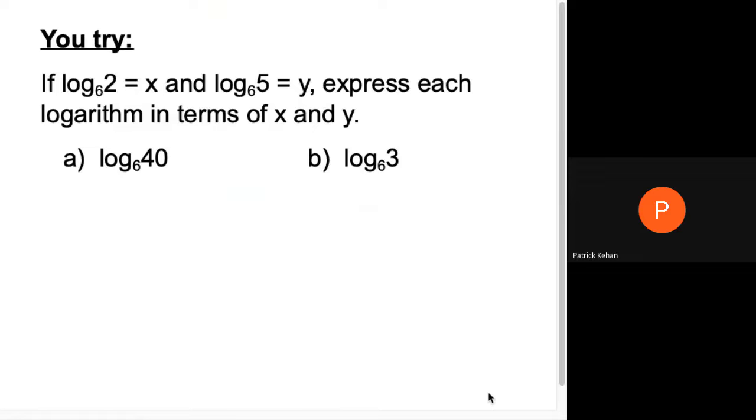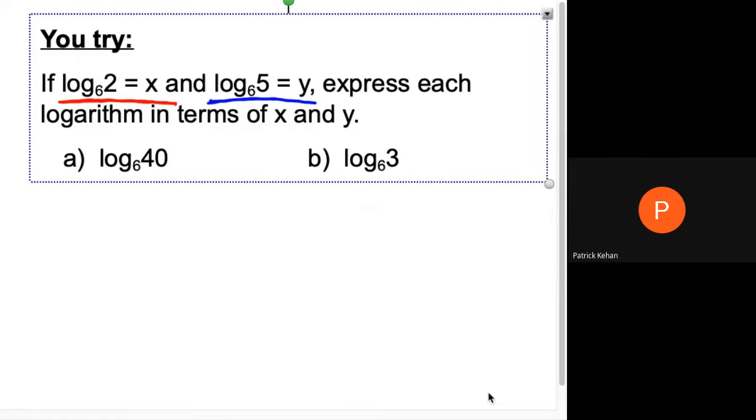Right? So our goal is to manipulate this and rewrite it so we have some kind of expression in terms of x and y. Now, in the directions up here, it gives us two statements. It says log base 6 of 2 is equivalent to x. Log base 6 of 5 is equivalent to y. Think of them as hints, right? We want to use log base 6 of 2 and log base 6 of 5 to eventually decompose log base 6 of 40 and then replace those deconstructed terms with x and y or some combination of x and y.